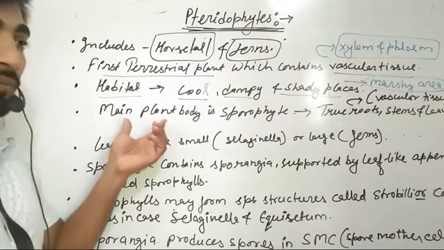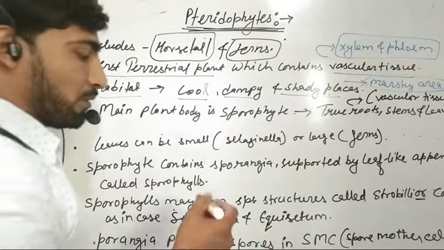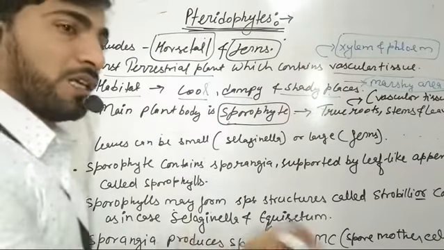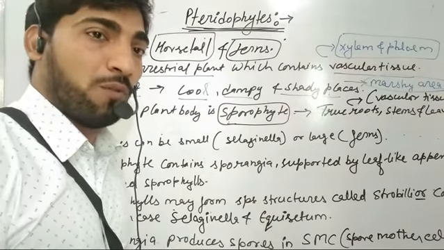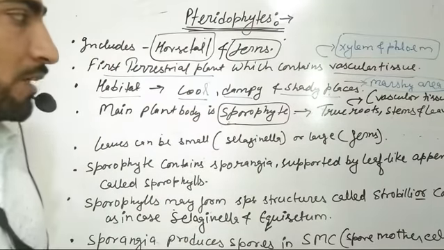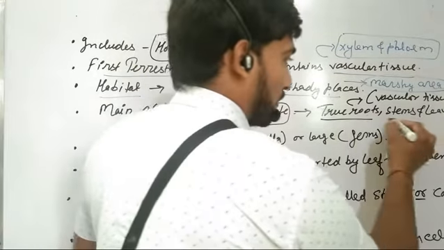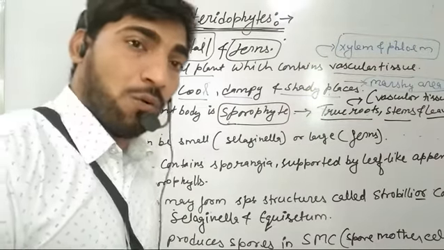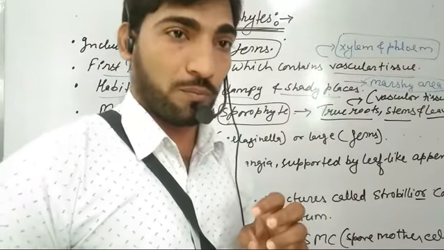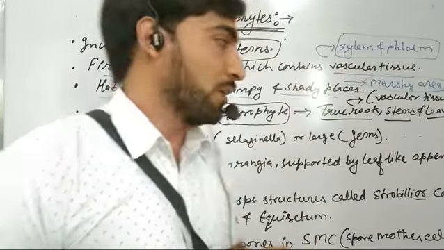Next, pteridophytes are plants whose plant body is of the sporophyte type. Their main plant body is the sporophyte, whereas in bryophytes the main plant body was the gametophyte. Here the main plant body is the sporophyte, and it is differentiated into true roots, stem and leaves. All these contain a well-developed vascular system for the transport of water and food, that is, well-developed xylem and phloem.